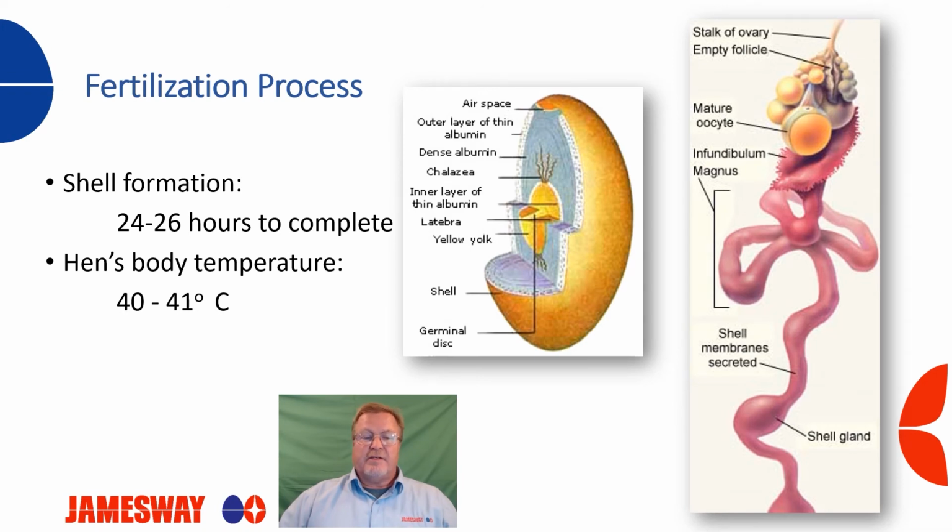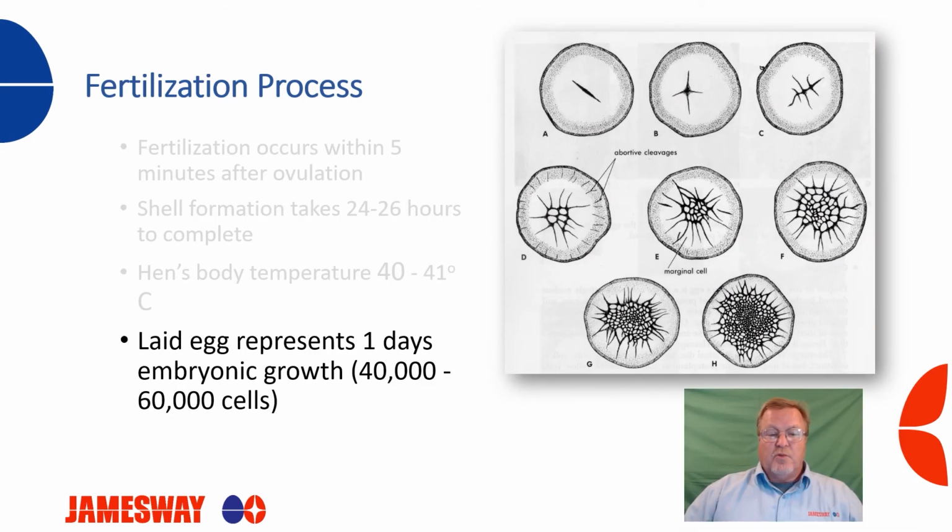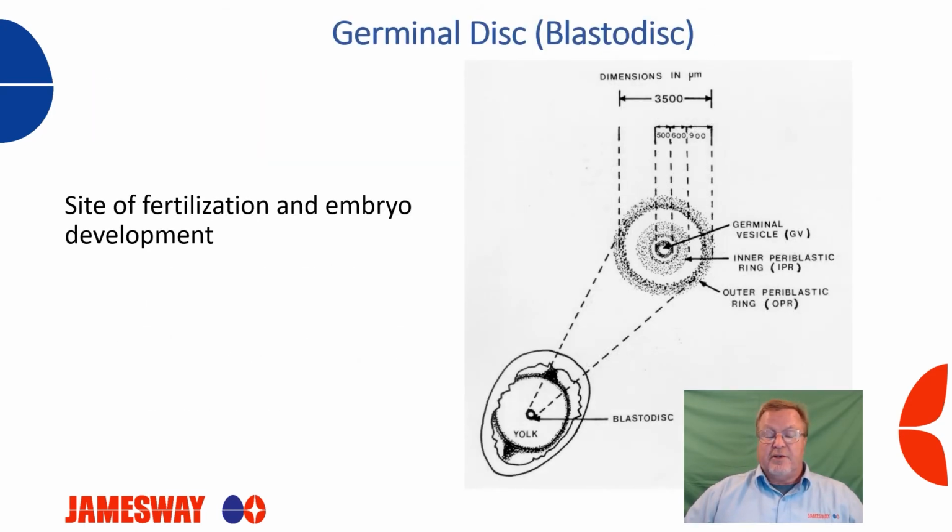So right away we have a fertilized egg at the upper portions of the oviduct. That egg then is transported down the oviduct through the portions of the oviduct that are responsible for albumin, thick albumin, thin albumin production, shell membrane, shell. All these things need to occur in a 24 to 26 hour window. The body temperature of the hen is 40 to 41 degrees Celsius, or about 104 to 105 Fahrenheit, which is obviously warm enough for embryo growth. So when that egg is laid, we have anywhere from 40 to 60, possibly more, thousand cells of that embryo, and this is why we can often determine the fertility of an unincubated egg.